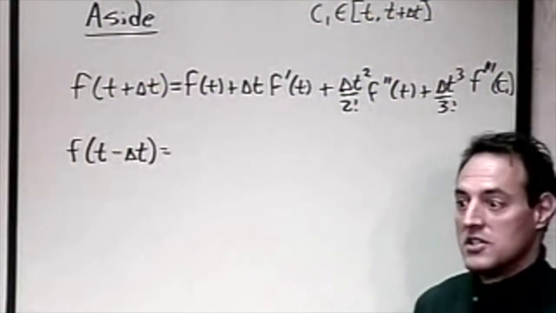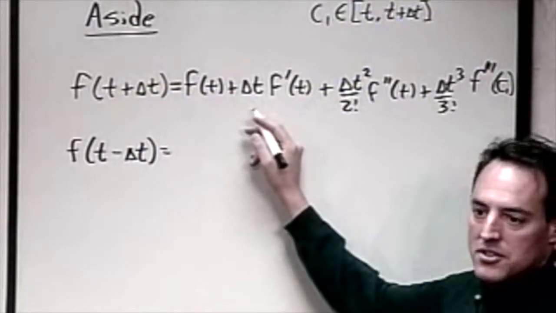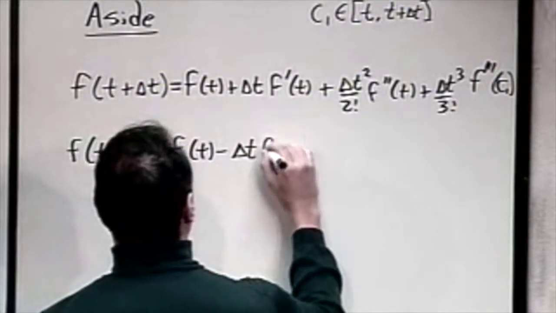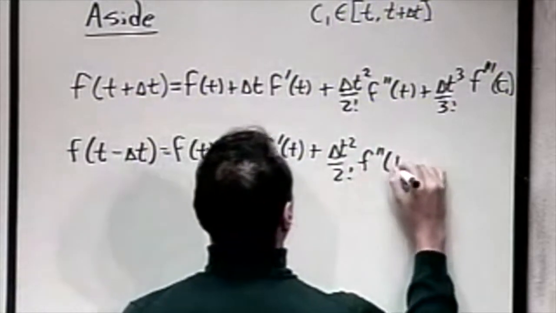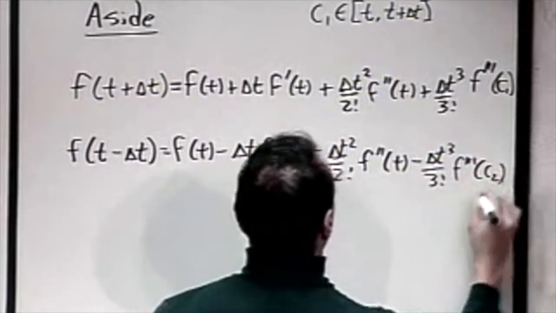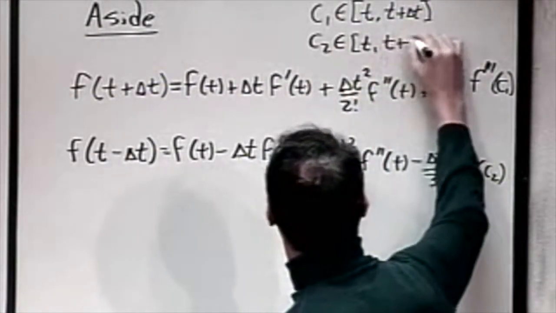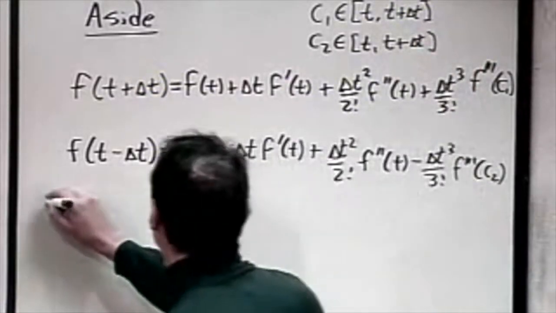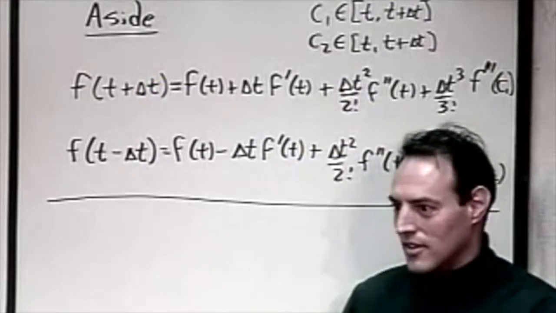f of t minus delta t. Now, it's going to basically give you the same formula, except t is going to go to minus t. Delta t is going to go to minus delta t, excuse me. So you get f of t minus delta t, f prime t, plus delta t squared, because it's squared, it stays positive, minus delta t cubed over 3 factorial, where c2 is also in this interval t to t plus delta t. Here's two observations. Here's two formulas. Now we will experience enlightenment, which will give us the keys to solving the problem here.